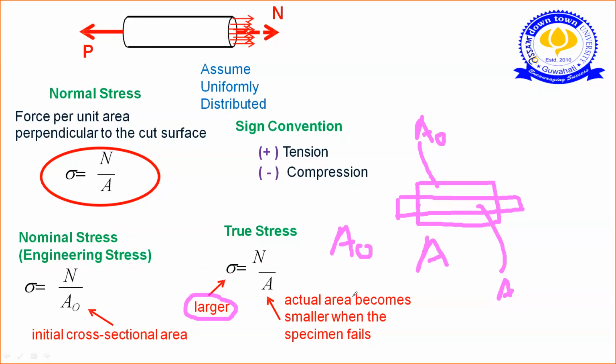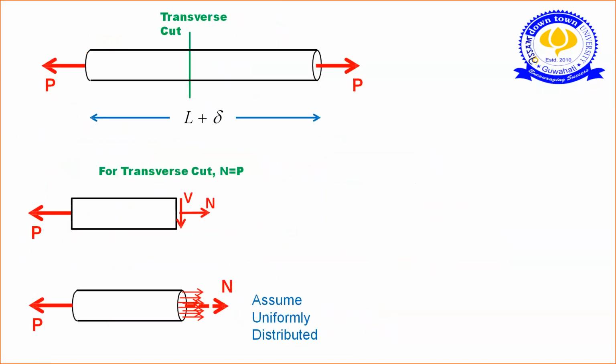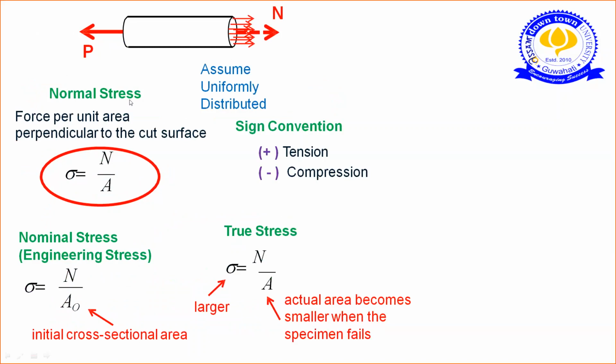See, just tell me which one will be greater. Your A naught will be greater or A will be greater? Yes, your A naught will be greater. So when this fraction is greater, automatically this value will be less, right? Now here A is less, so we'll get this value larger. So remember always your true stress will be larger than your nominal stress. So with this, we ended with stress.